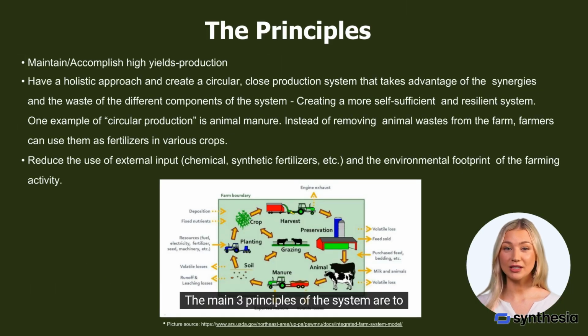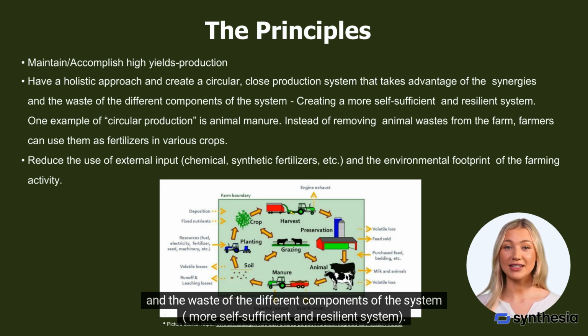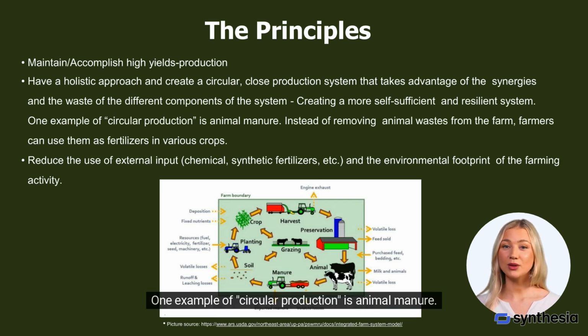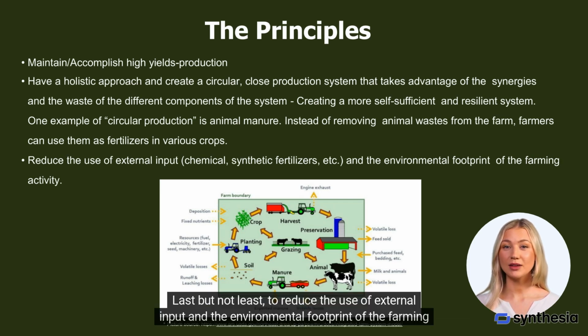The main three principles of the system are to maintain and accomplish high yields production, have a holistic approach, and create a circular, closed production system that takes advantage of the synergies and the waste of the different components of the system, more self-sufficient and resilient. One example of circular production is animal manure. Instead of removing animal wastes from the farm, farmers can use them as fertilizers in various crops. Last but not least, to reduce the use of external input and the environmental footprint of the farming activity.